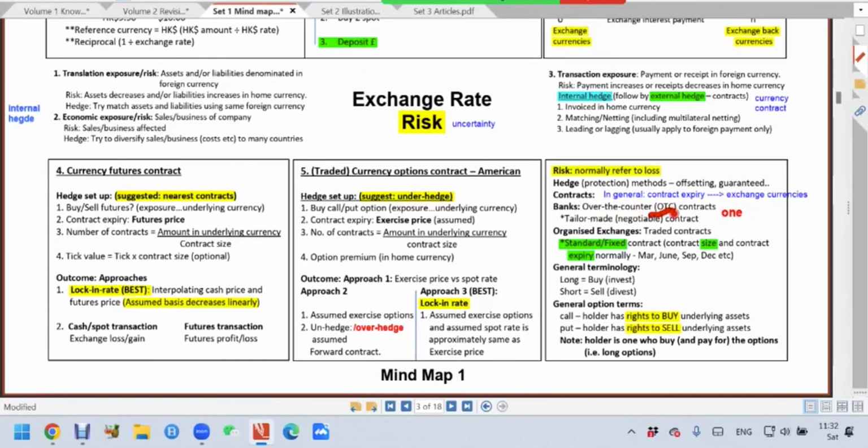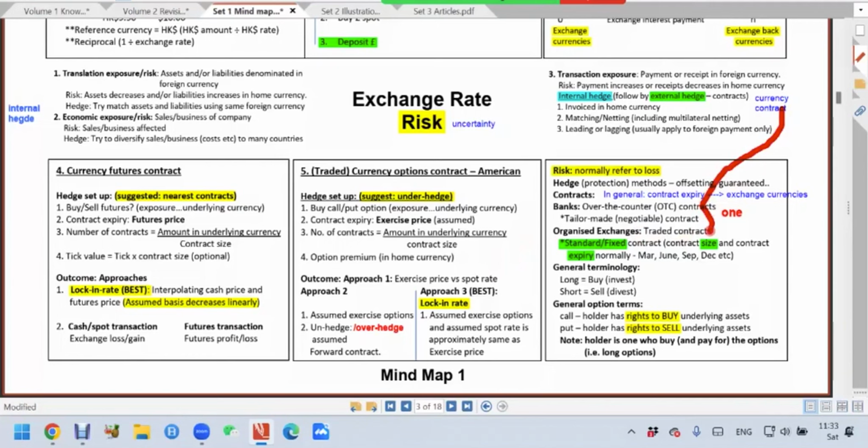And where else can you get this contract from? You can get it from a stock exchange. So we call them the organized exchange. And this contract from the organized exchange, we call traded contracts, because this contract can be traded. That means you can buy, you can sell. So a currency contract may be over the counter from the bank, or it may be traded.